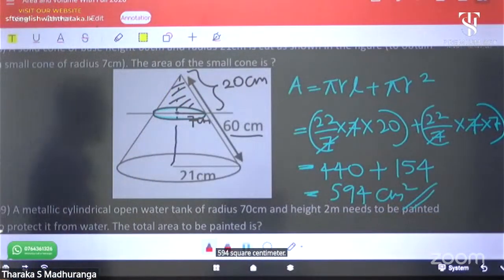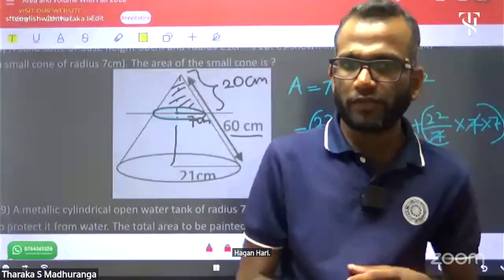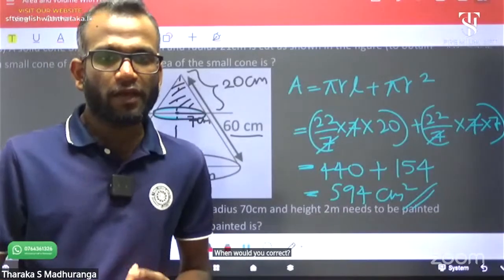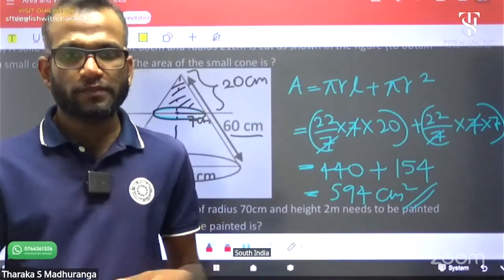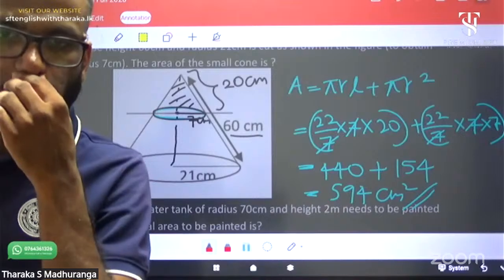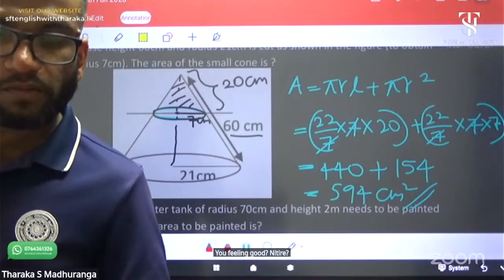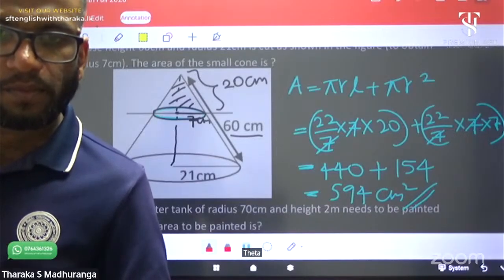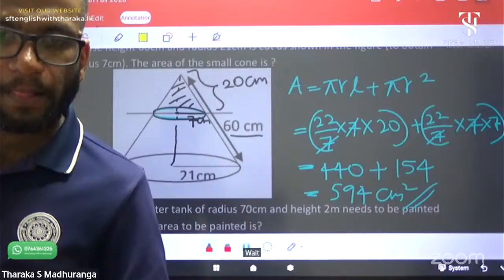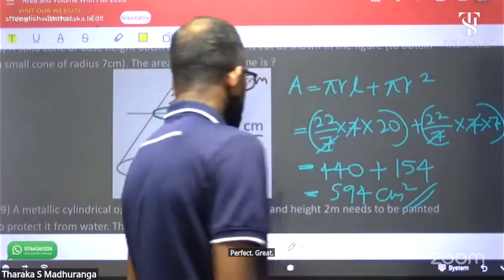594 square centimeter. Who got this one correct? Very good. Others? Correct? Great. Right. Great. Yeah.